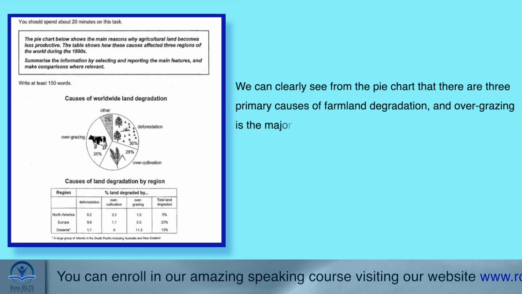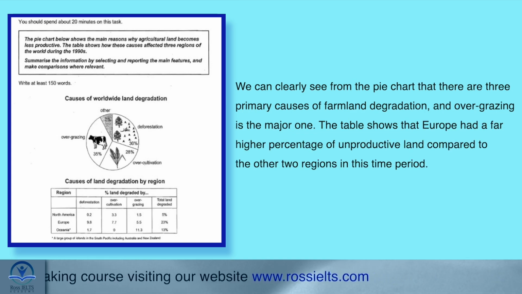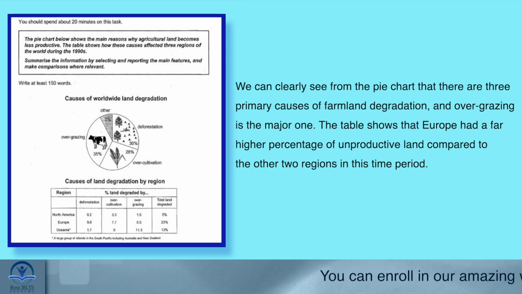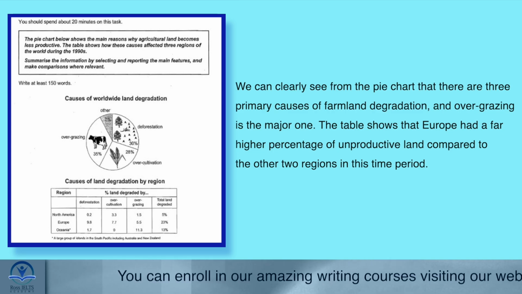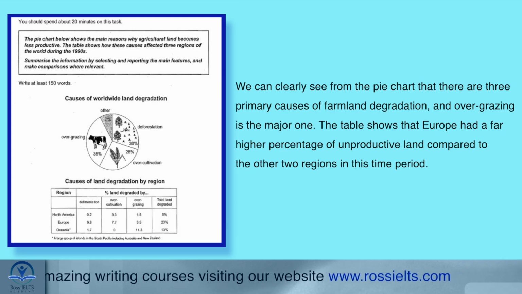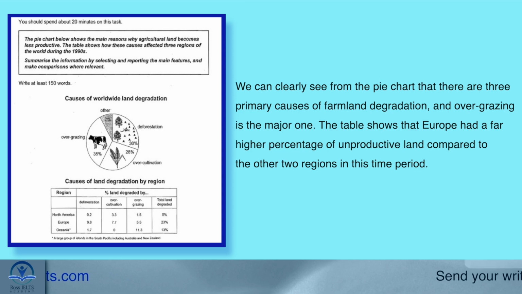We can clearly see from the pie chart that there are 3 primary causes of farmland degradation, and overgrazing is the major one. The table shows that Europe had a far higher percentage of unproductive land compared to the other 2 regions in this time period. So for this paragraph, I have mentioned the main features from each graph and wrote them in a general way. Notice that I have not included any numbers or details. We will get into detail of that in the next 2 paragraphs.